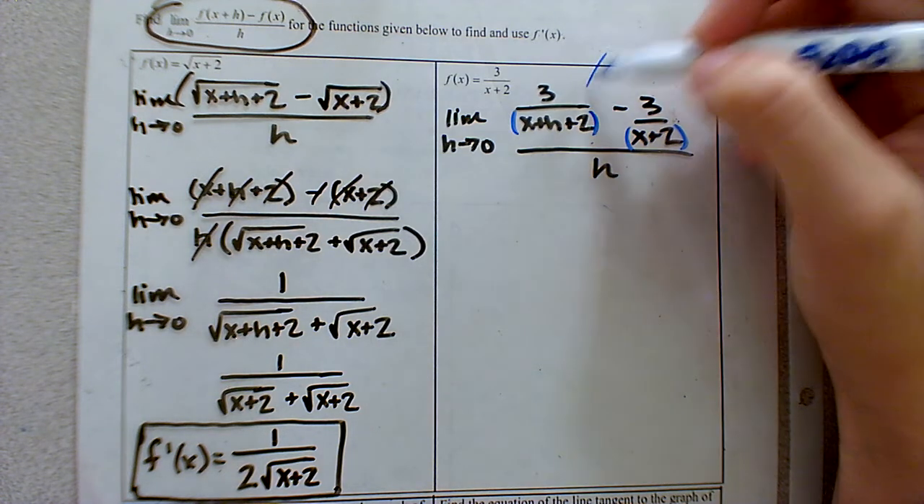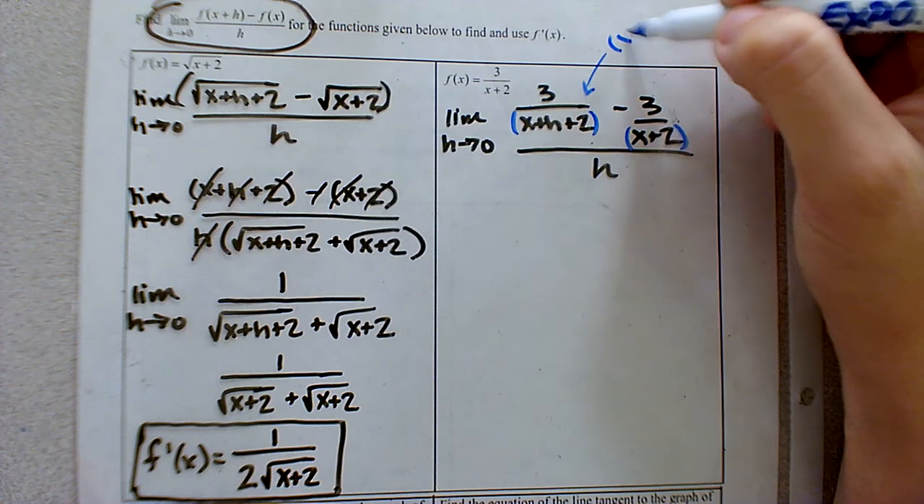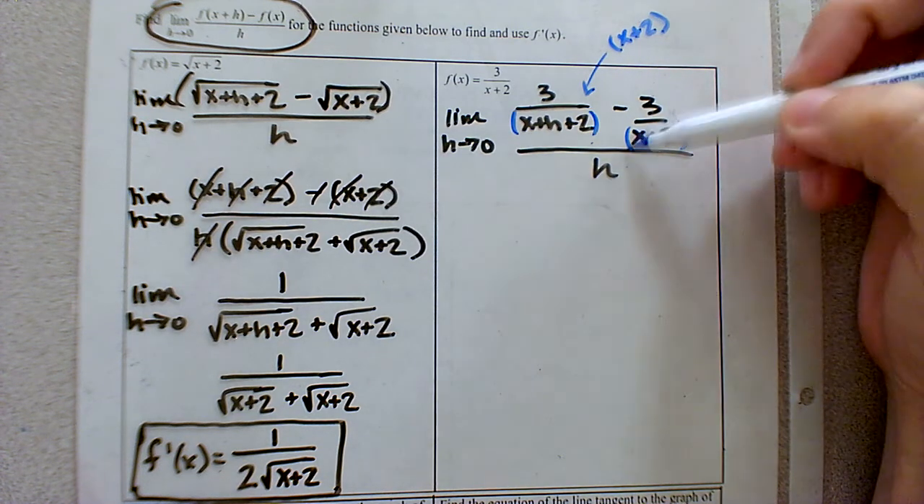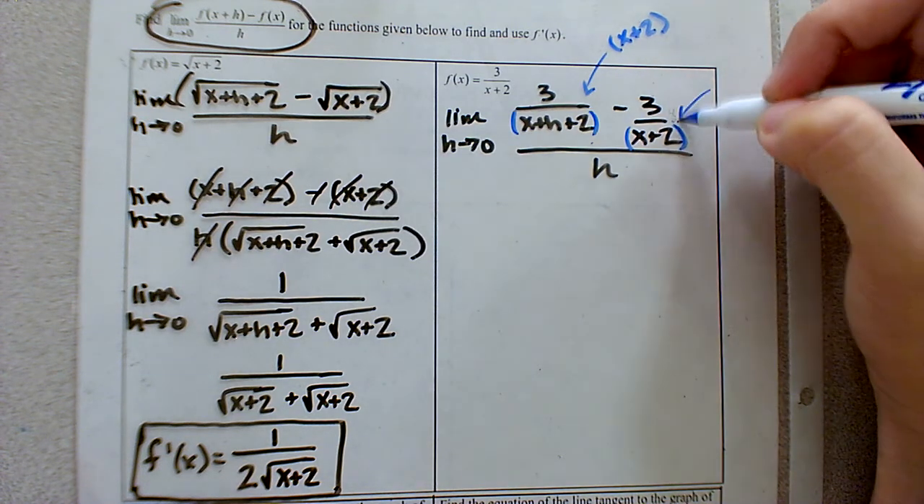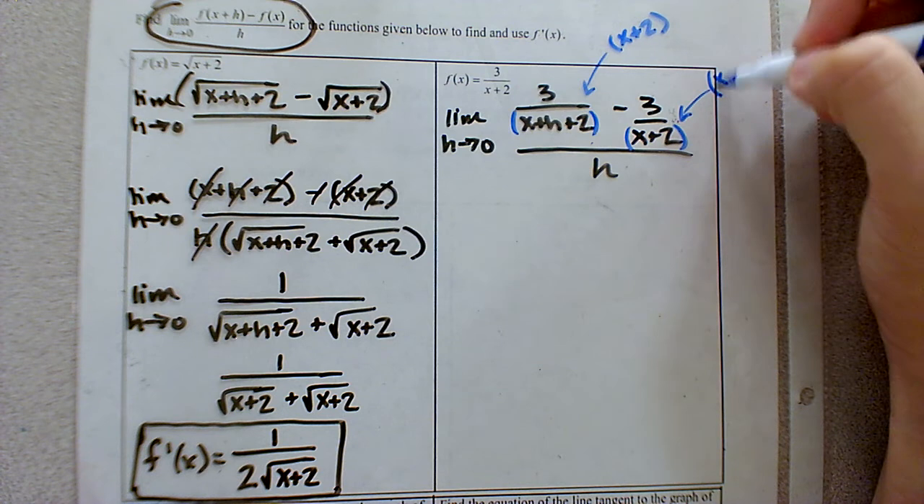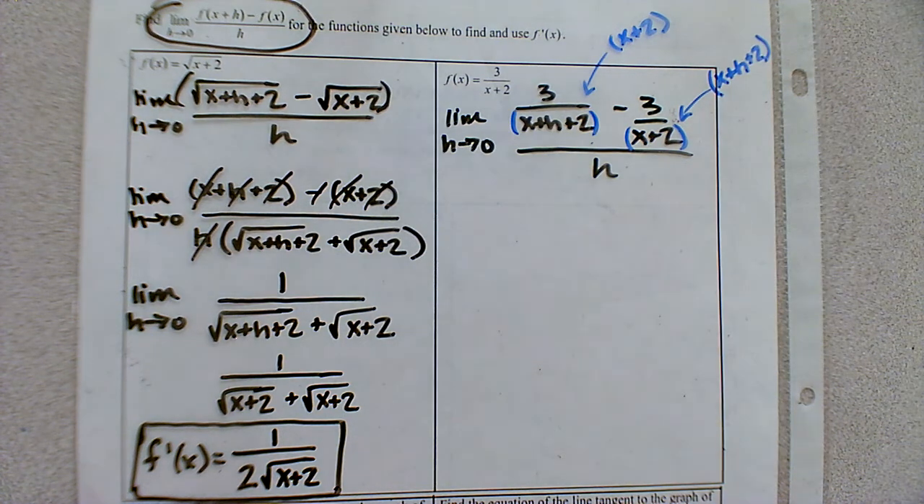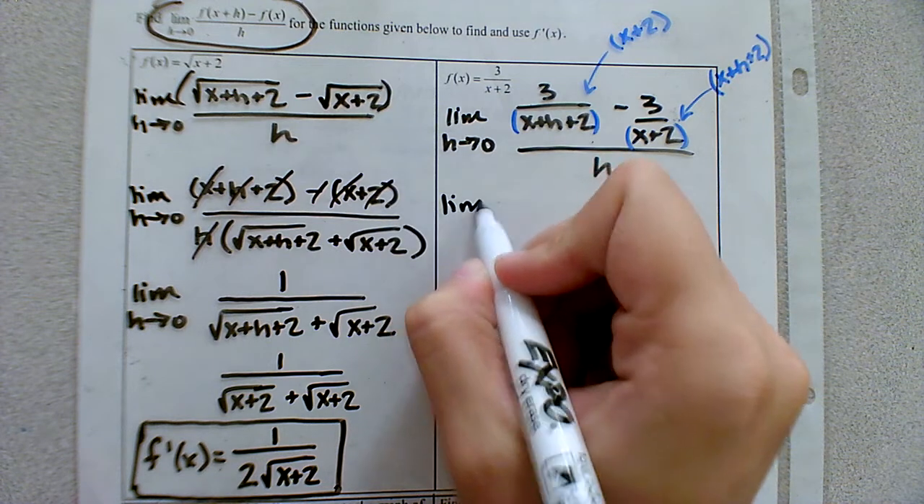What I mean by that is we're going to have to multiply the first fraction by x plus 2 on top and bottom, because that was this opposite denominator. And for the second fraction, we'll have to multiply by x plus h plus 2 on top and bottom to get a common denominator. So let's see what we have left.